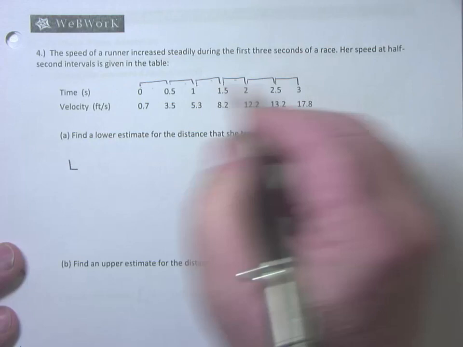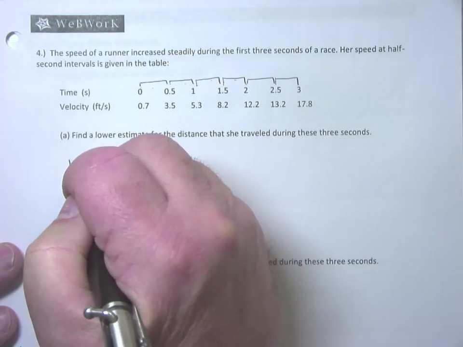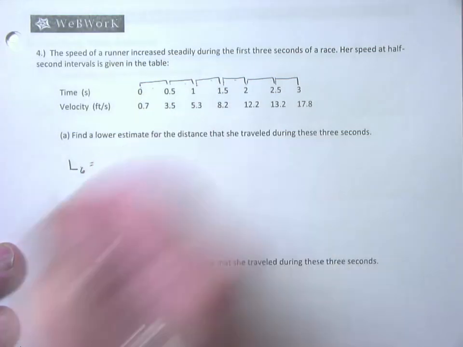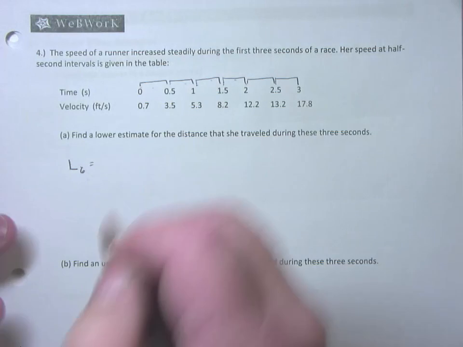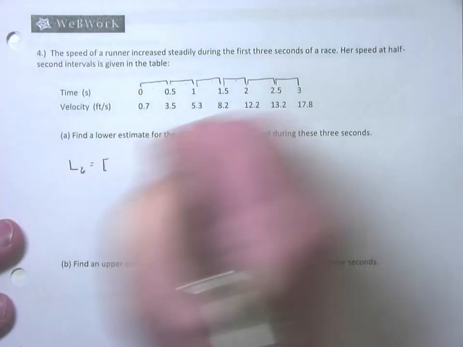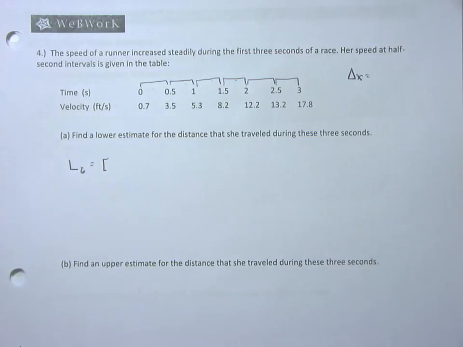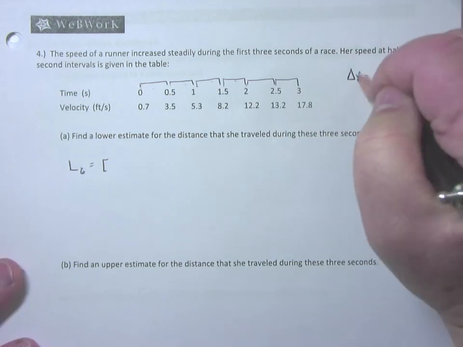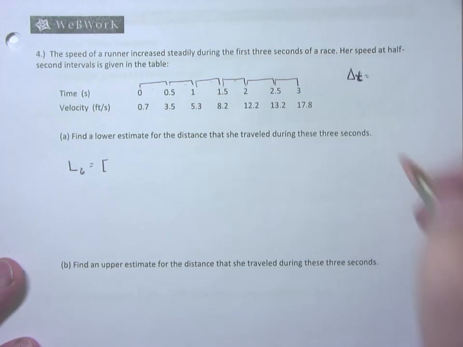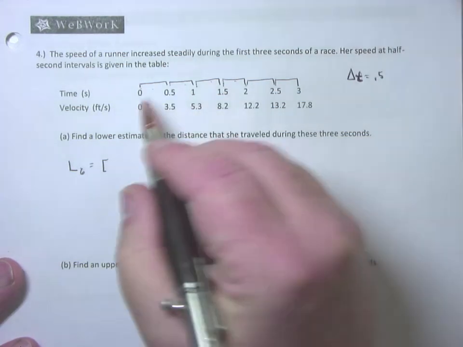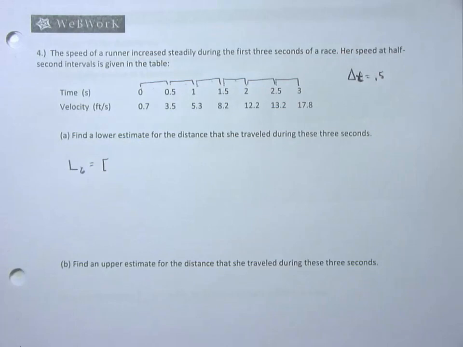The left Riemann sum for my 6 partitions is pretty much this. First off, next question before I get started: what is your delta x? Look at your time interval. What is your delta x? Or in this case, delta t, because t is what you're plugging into this. So what is your delta t in this particular problem? 0.5. You've been measuring in half-second increments.